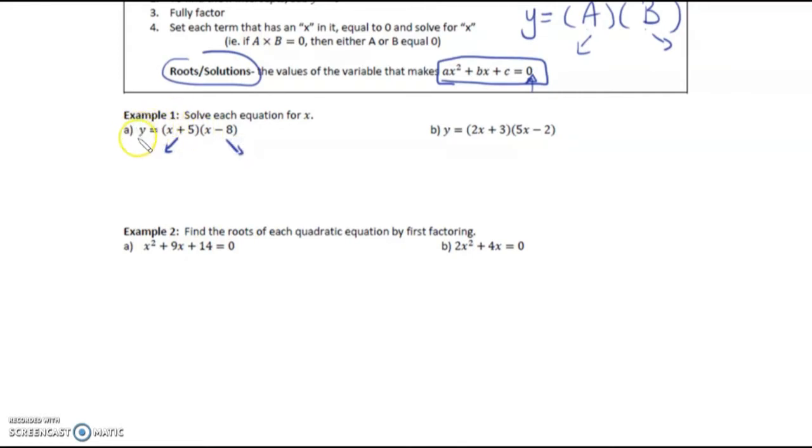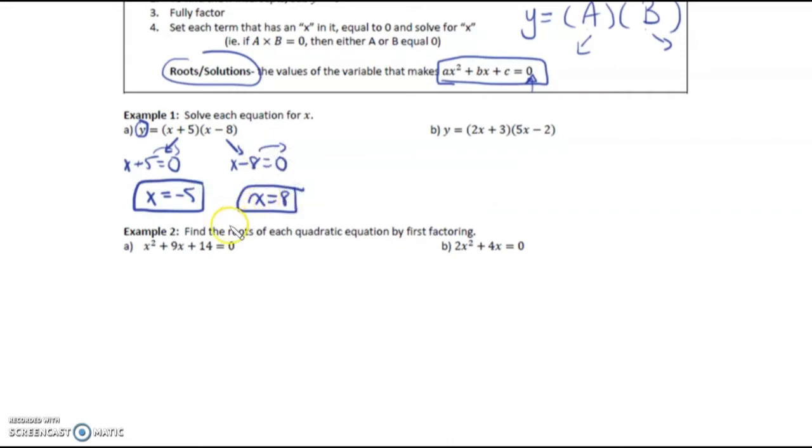This equation is going to equal 0 if x plus 5 equals 0, or when x minus 8 equals 0. So we can rearrange, and we get x equals negative 5 and x equals 8, just bringing that negative 8 over. So there are two situations in which (x plus 5)(x minus 8) will equal 0.